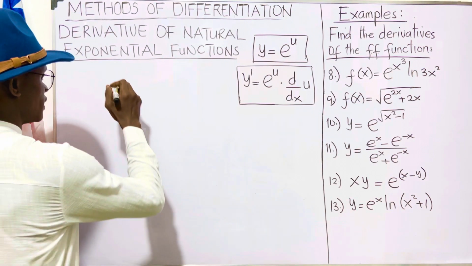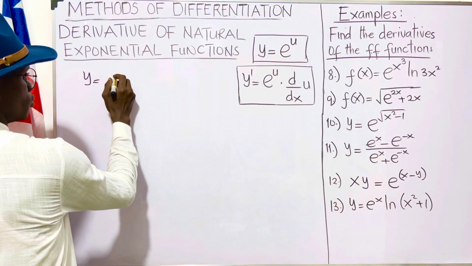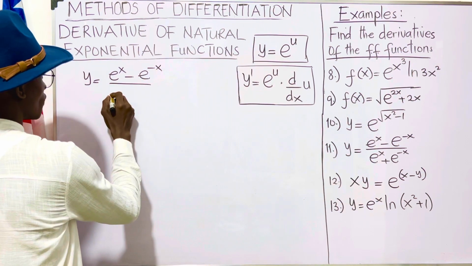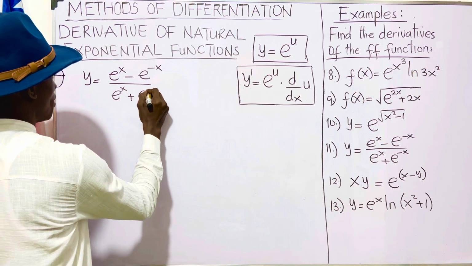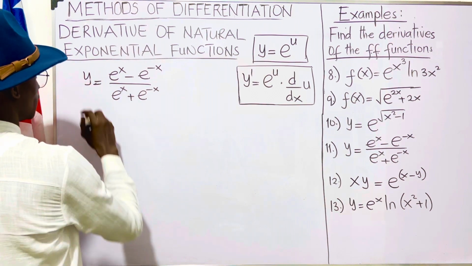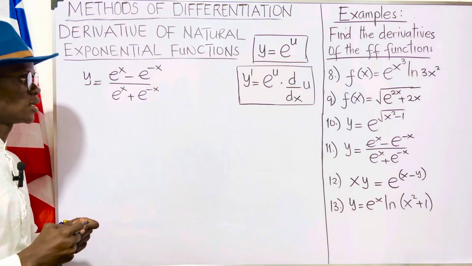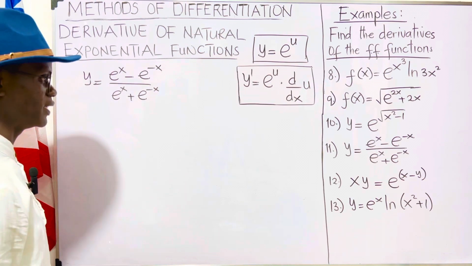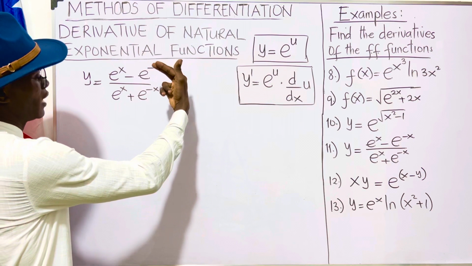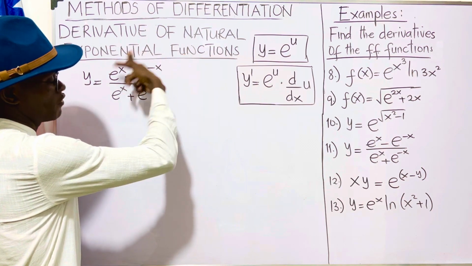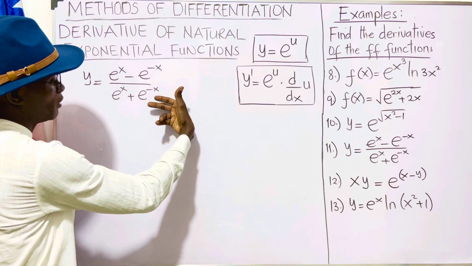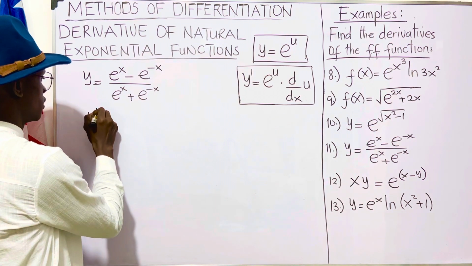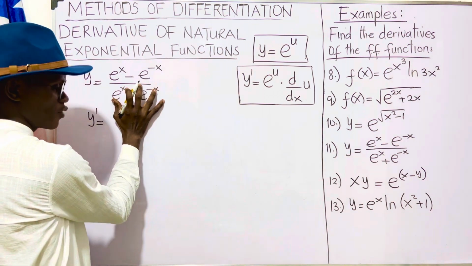So question 11 says y equals e raised to the power x minus e raised to the power minus x, all over e raised to the power x plus e raised to the power minus x. Now this question is one of the hyperbolic functions. We will see that later. Because this has to do with a fractional form, a numerator and a denominator, we can apply the quotient rule. So the quotient rule says we must hold the denominator first.